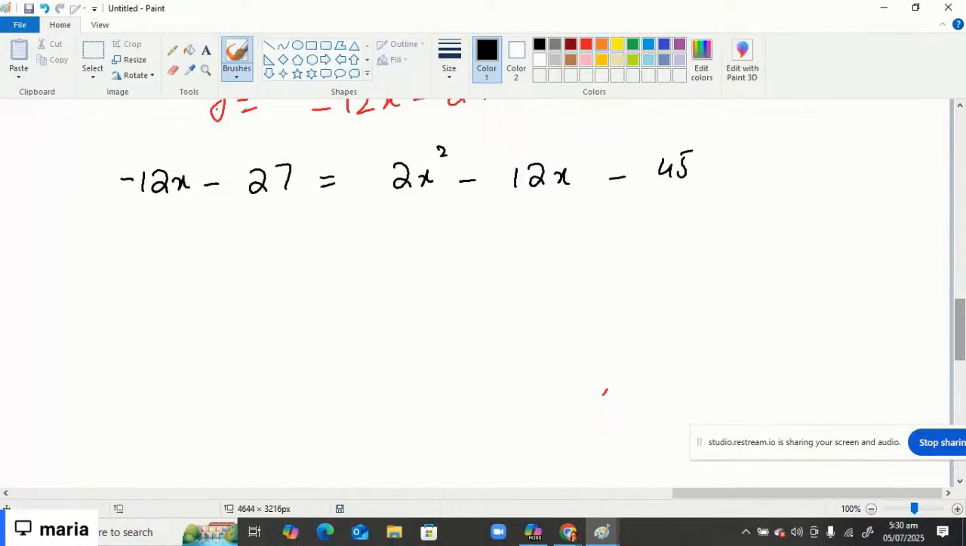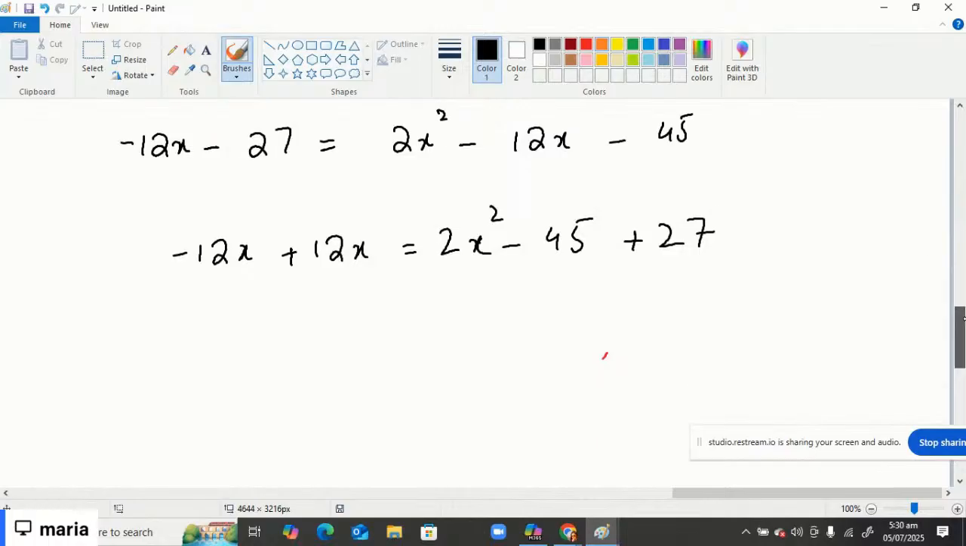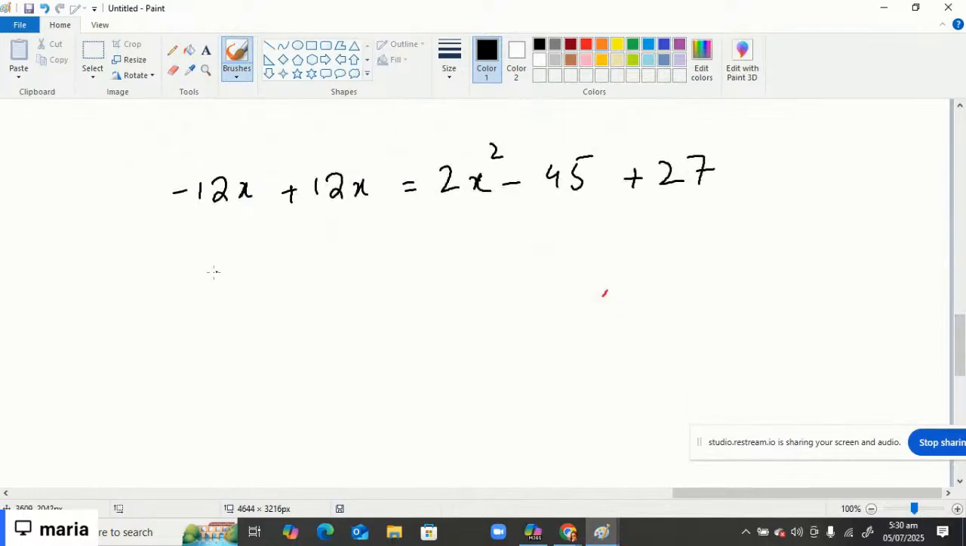Putting the same terms together. So there is minus 12x. From here 12x moves, this becomes plus 12x. 2x square minus 45. There is minus 27; when it moves, it becomes plus 27. You guys remember that thing? If you are going to move from left to right or right to left, signs are changed. If there is a minus, it becomes plus. If there is a plus, then it becomes minus. So this should be cancelled, that is 0.